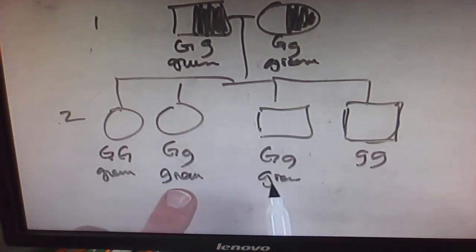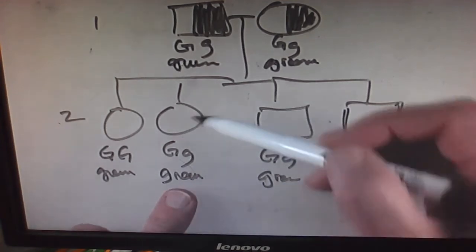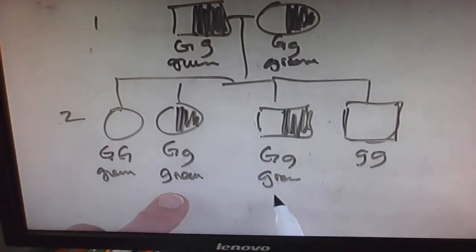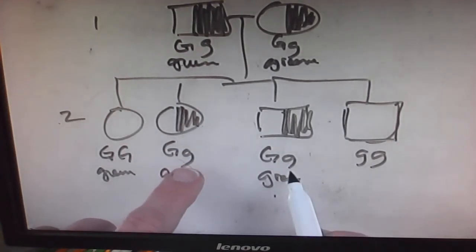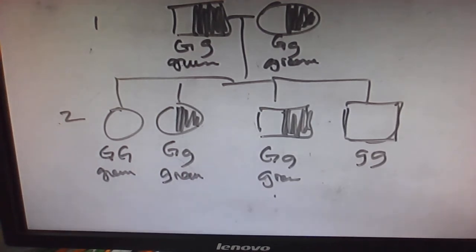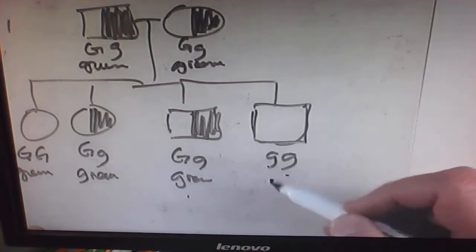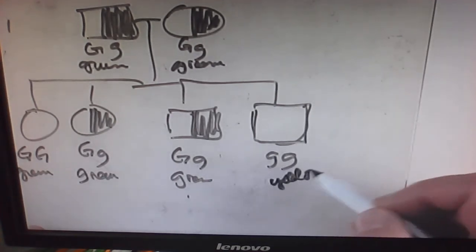Shaded in all the way, halfway, or none? These guys are carriers as well. They will not show yellow, but they are a carrier for the yellow. The yellow allele is there. Okay. What color? Shaded in all the way, halfway, or not at all?